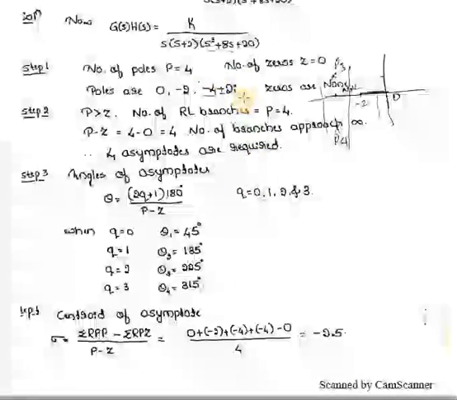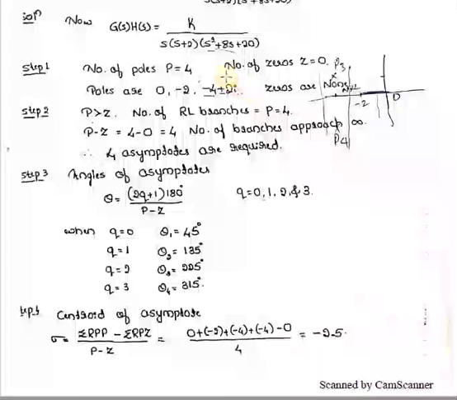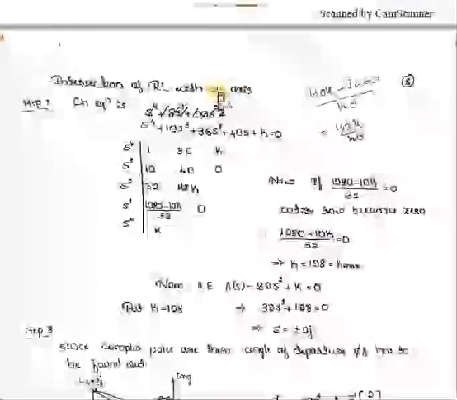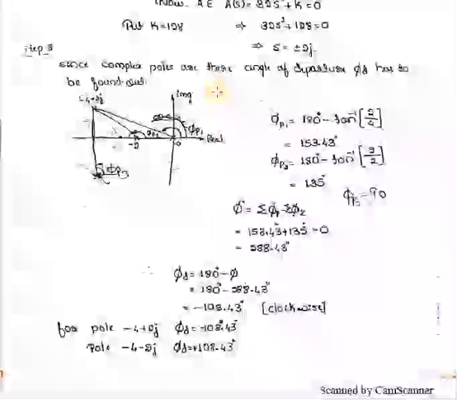This is a complex pole. So for that reason you need to identify the angle of departure. If you are having a complex zero, that time you have to identify the angle of arrival. So now you need to find out the angle of departure.